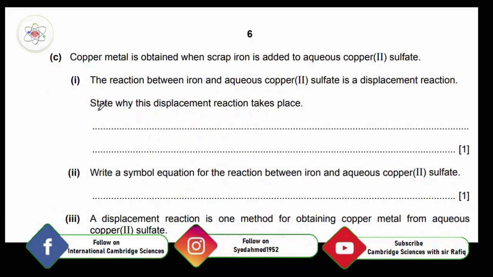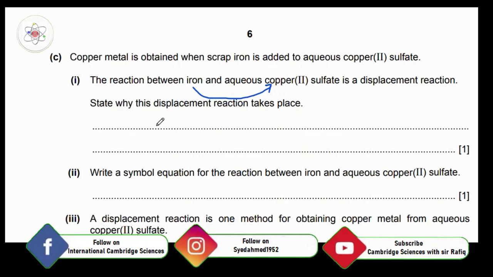Now part C. Copper metal is obtained when scrap iron is added to aqueous copper 2 sulfate, right? The reaction between iron and aqueous copper sulfate is a displacement reaction. State why this displacement reaction takes place. So it's very simple, because iron has to displace copper if it is more reactive. So we will see the reactivity. If iron is more reactive, then more likely it will displace copper.